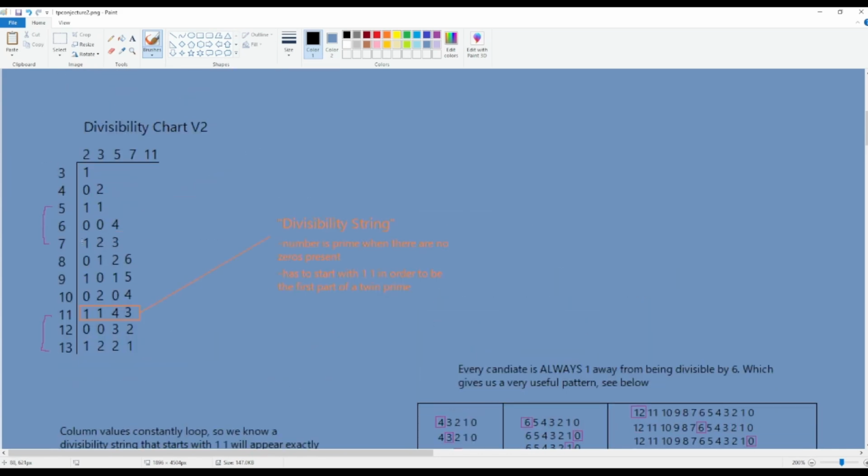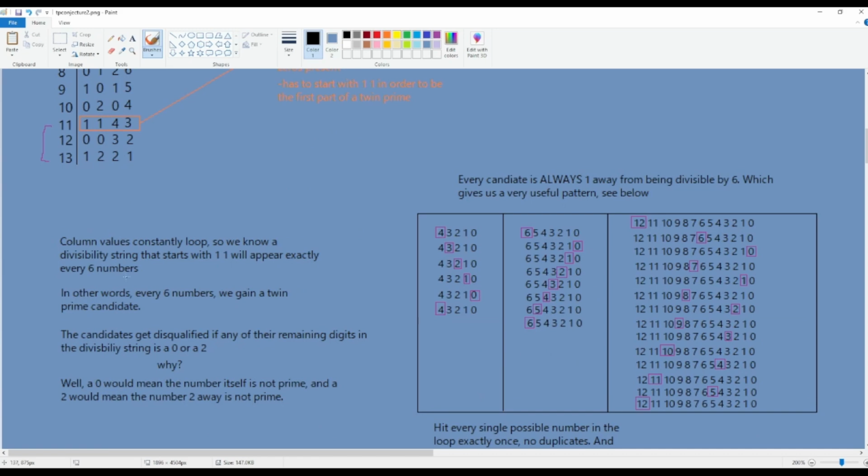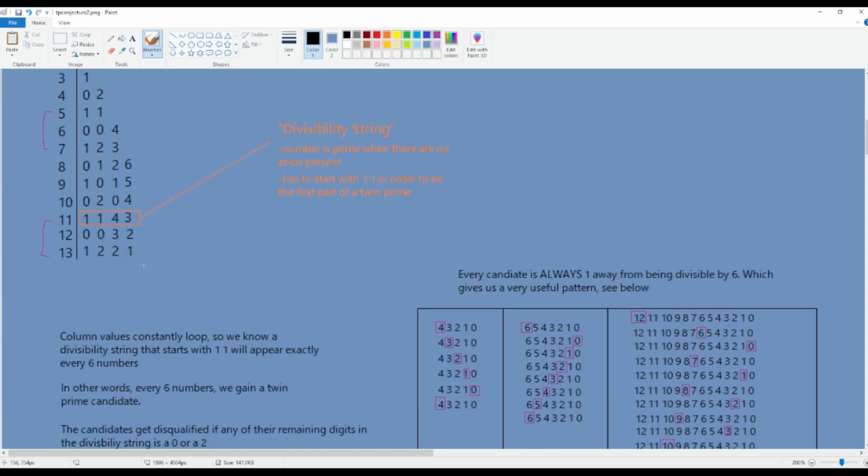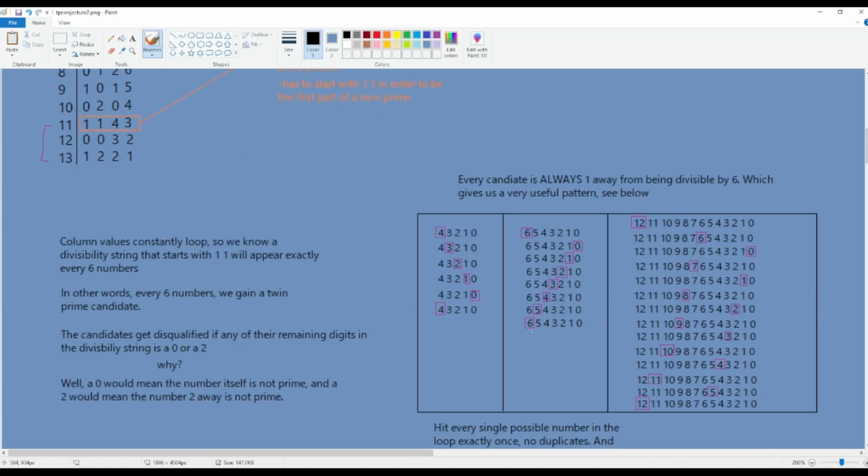So, how often do these appear? Well, column values, they constantly loop, right? 1, 1, 0, 0, 1, 2, 0, 1, 1, 0, 0, 2, back to 1, 1, and then we continue the loop. So we hit 1, 1 exactly every 6 numbers. And in other words, every 6 numbers we gain a twin prime candidate. And as I sort of hinted at earlier, candidates are disqualified if any of the remaining digits are a 0 or a 2. And I sort of explained that already.